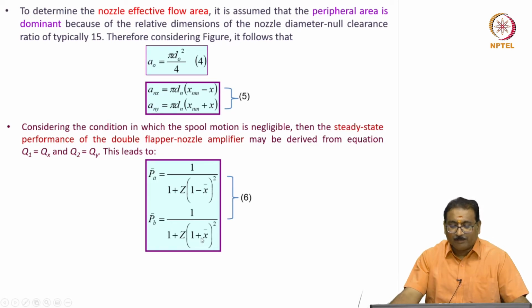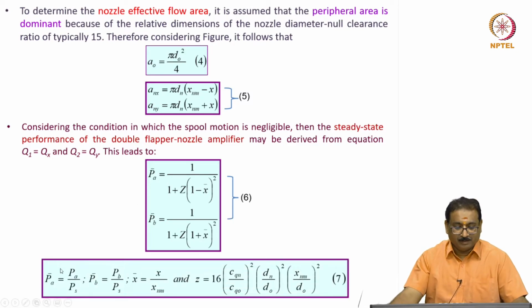Similarly, here 1 plus PA and P bar are the average pressures. You will see here PA bar is PA by PS, the supply, a non-dimensional value. PB bar equals PB by PS, x bar equals x by x nm. This is the maximum displacement and how much it is moved. Z is 16 into CQN by CQO whole square, or dN square by dO square, into x nm by dO square.